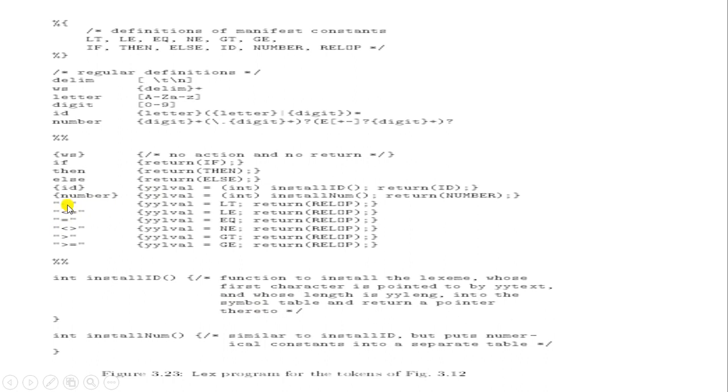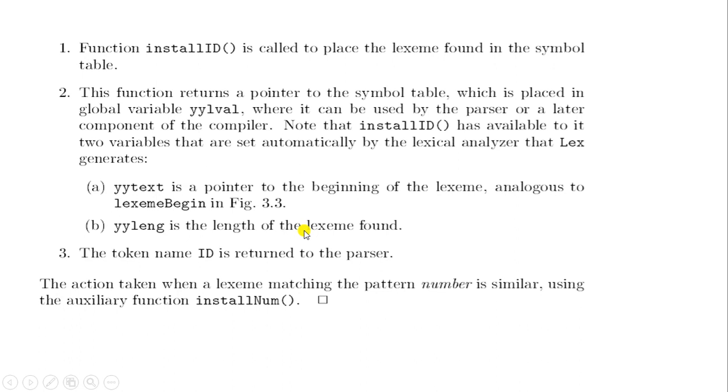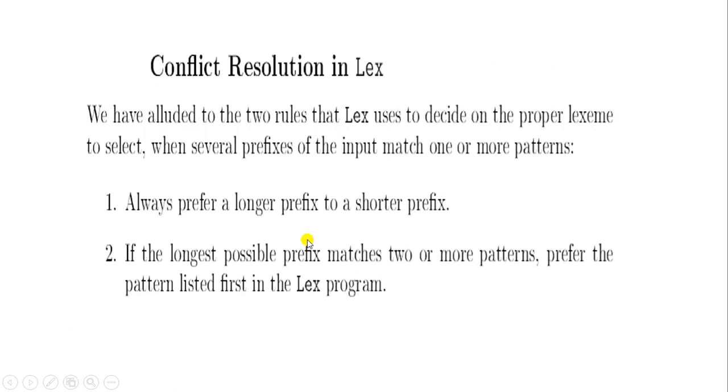The same thing, if you go to see, for the other operators: less than, less than or equal to, equal to, not equal to, greater than or equal to, are actually stored inside the global variable yylval. So you are going to store LT, LE, EQ, NE, GE, and return the relational operators. The next part is conflict resolution in Lex. We have alluded to the two rules that Lex uses to decide on a proper lexeme to select when several prefixes of the input match one or more patterns.